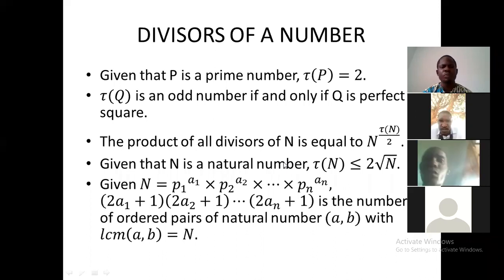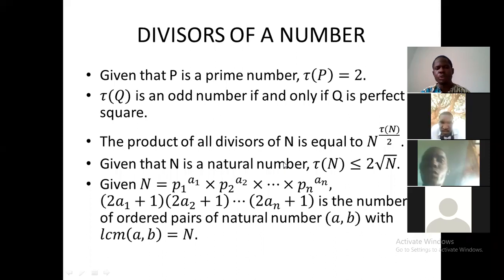We move on. The product of all the divisors of n is equal to n raised to the power of the number of divisors divided by 2. If you want to find the product of all the divisors of a number, there is a formula for it. All you need to do is find the number of divisors of that number, and the product equals n raised to the number of divisors by 2.